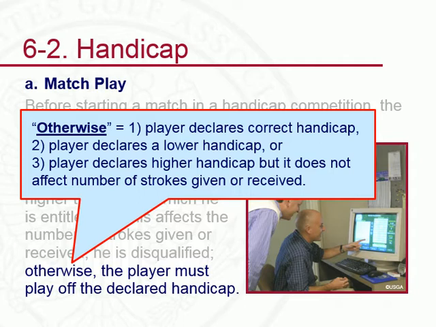Also, option 3 here for otherwise would be if a player declares a higher handicap but does not affect the number of strokes given or received. So in this case, if a player declares a higher handicap but that does not impact the number of strokes given to his opponent or received by the player, then the player would play off of that handicap.